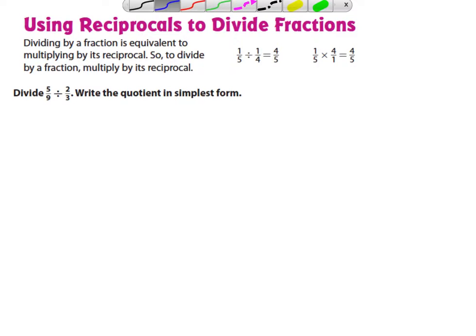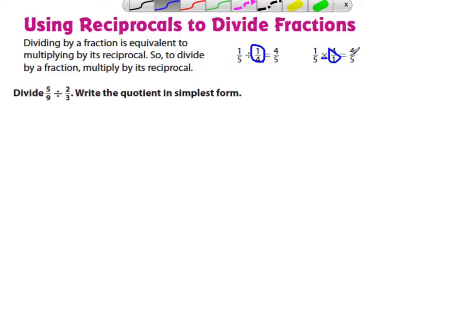So we can use reciprocals to divide fractions, okay? And I'm going to show you how this works here. If you divide by a fraction, it's the same thing as multiplying by the reciprocal. So that's what I want you to see. Here I have 1/5. I'm dividing it by 1/4. The answer is 4/5. But if I take 1/5 and multiply instead by the reciprocal of 1/4, which is 4/1, I will get the same answer. 1 times 4 is 4, 5 times 1 is 5, and my answer is 4/5.